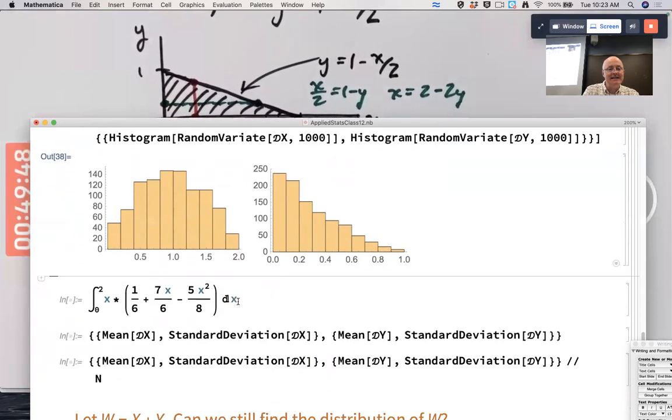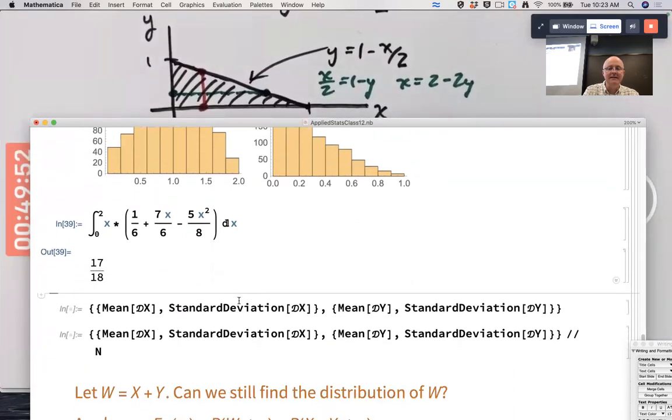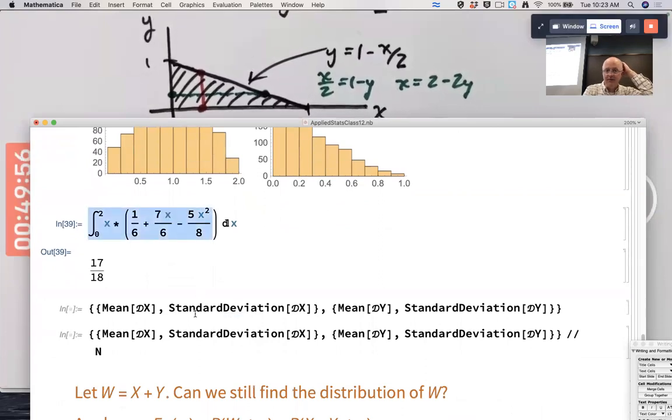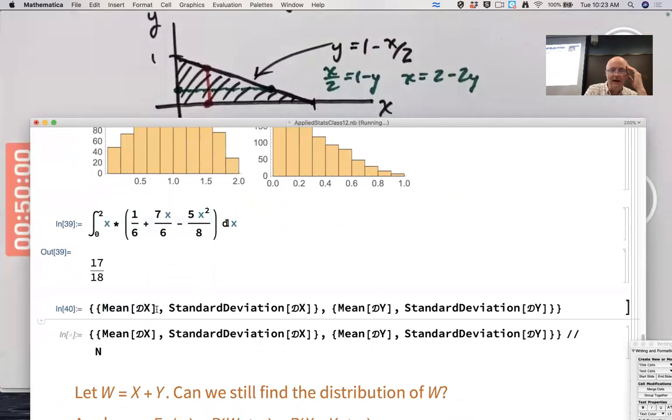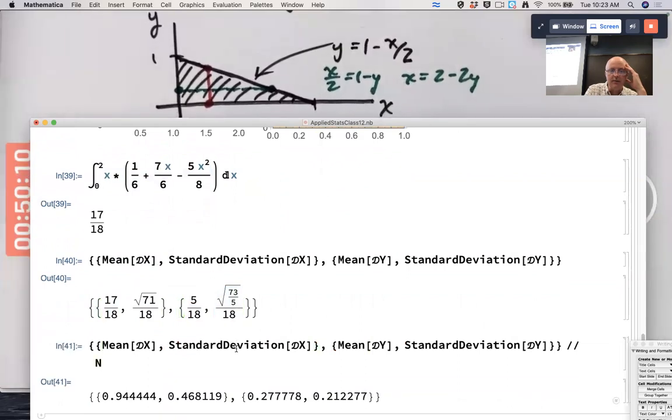What's the means? The mean of X is 17/18. That's confirmed with an integral. I can also confirm 17/18 with that simulated distribution. 17/18 there again. This is the standard deviation of X. Here's the mean of Y, 5/18, and its standard deviation, and those approximate to these numbers.